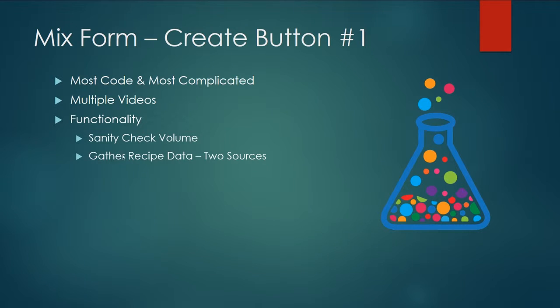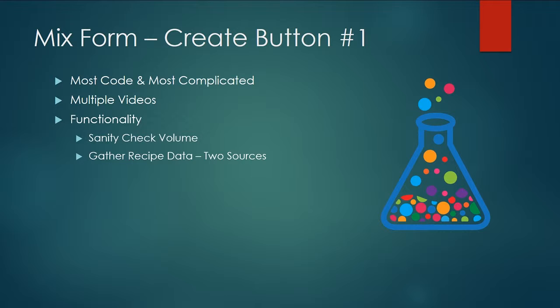We now need to gather all of the recipe data, and it comes from two places because the recipe is stored in two tables, the recipe table and the recipe ingredients table. So we need to go and gather all of the information relating to that recipe and put it into some more variables, probably, and arrays and all sorts of things, so that we can manipulate it.